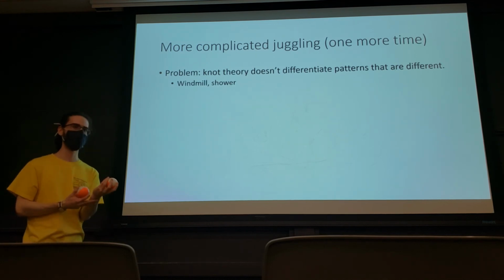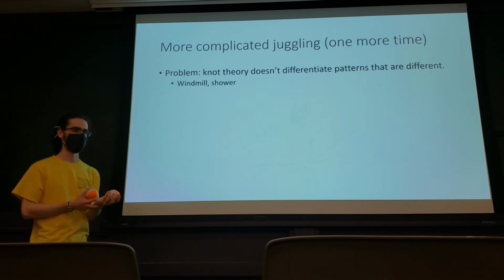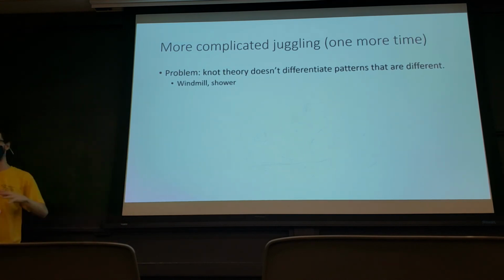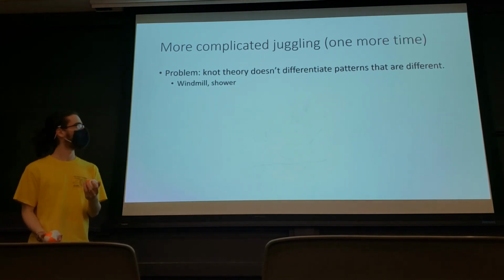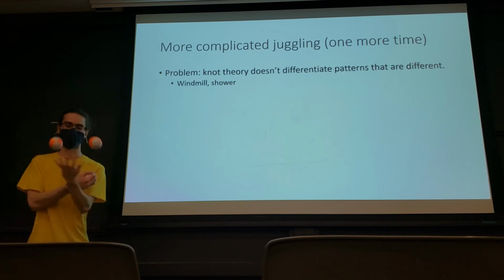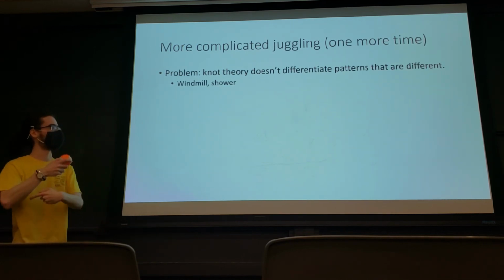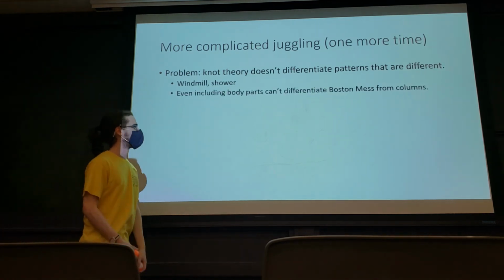If we do the full thing from the TEDx talk, and we include our body parts in this topological model, then we can differentiate between these. Because in a windmill, I'm doing some under the arm throws, and so that's going to loop around. The balls are going to also loop around my right arm. But even including body parts, there are some patterns we can't differentiate.